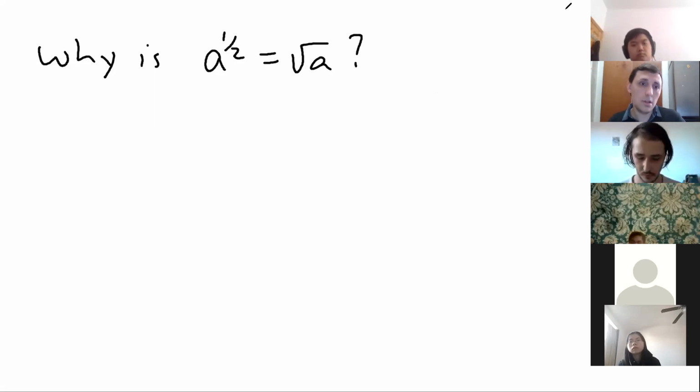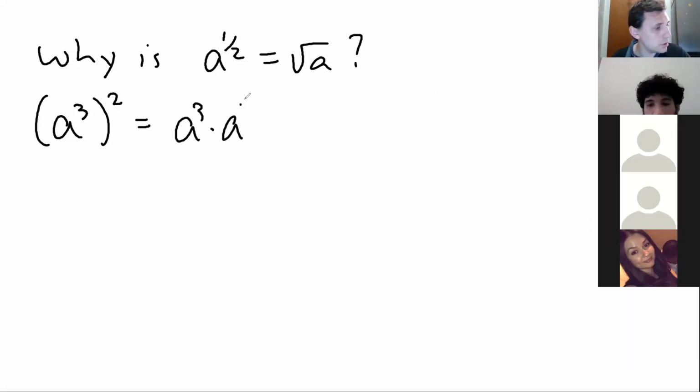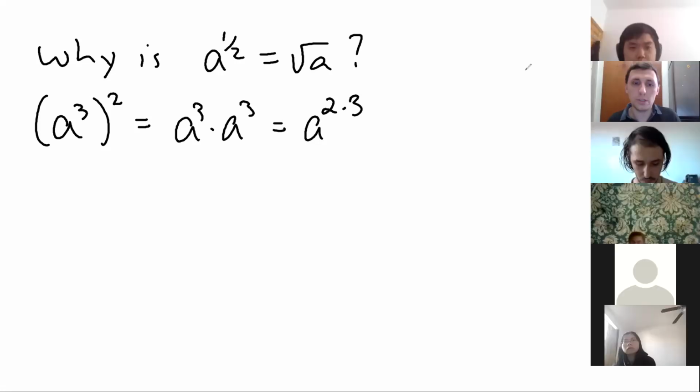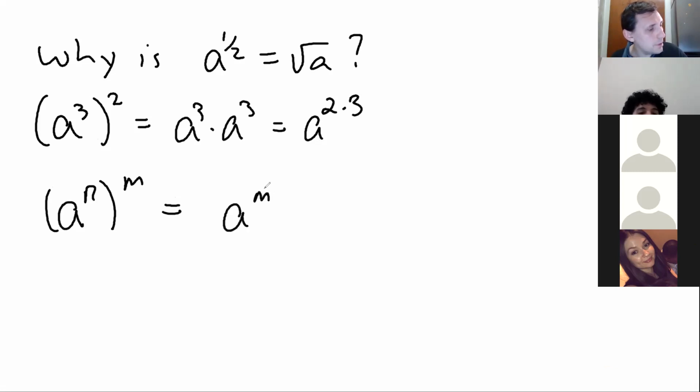You see, let me give you a very quick explanation of what happens here. Guys, what happens if I take a to the power of 3 and I square it? It means a to the 3 times a to the 3. You agree? So altogether it is a to the 6. So it's 2 times 3, or 3 times 2, however you like calling it. Good? So if you think about this pattern, you see that a to the power of n, to the power of m, would be a to the power of m n.